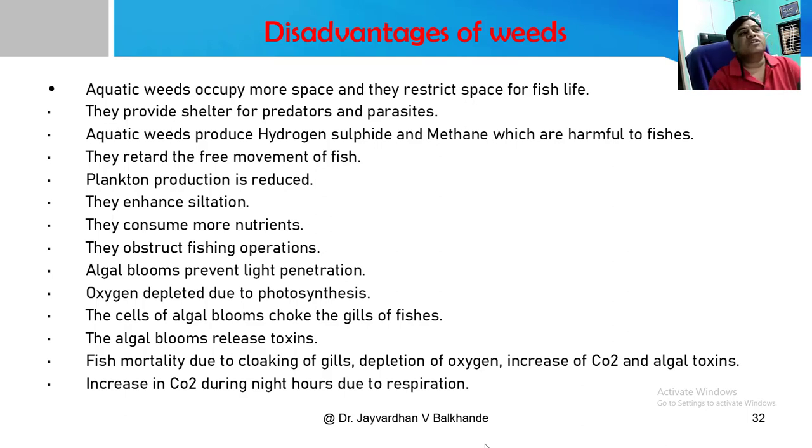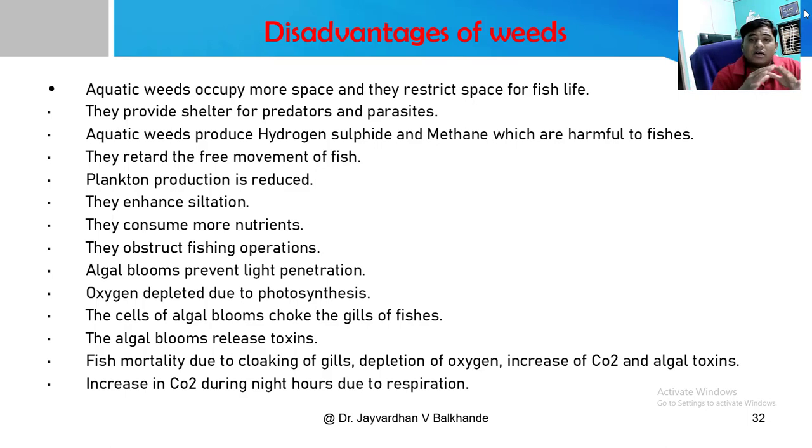Then they provide shelter for predators and parasites. No doubt they provide shelter to the small fishes, but along with them they also provide shelter to predators as well as some parasites. If these parasites or predatory fishes are present in the water body, it is also harmful to the fishes. And some aquatic weeds produce hydrogen sulfide gas and methane, which are harmful to the fishes. They also retard the free movement of fish.